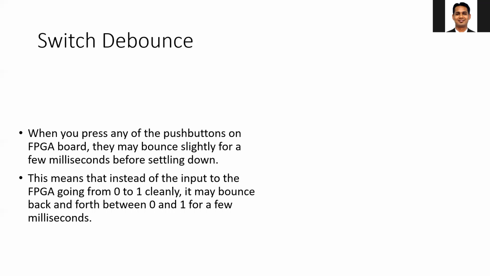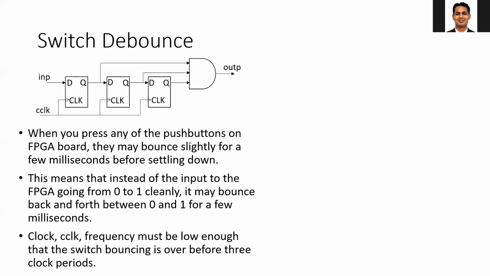When you press any of the push buttons on the FPGA board, they may bounce slightly for a few milliseconds before settling down. This means that instead of the input to the FPGA going from 0 to 1 cleanly, it may bounce back and forth between 0 and 1 for a few milliseconds. So what we do is we have 3 stages of flip-flop, we give a sufficiently high speed clock, and then the input of the push button is passed through the 3 flip-flops. Only when the input is 1 for 3 consecutive clock cycles of this clock, then the output is 1 by using this AND gate.